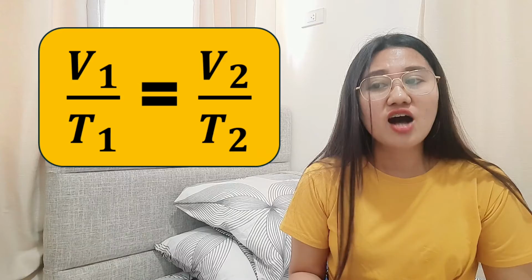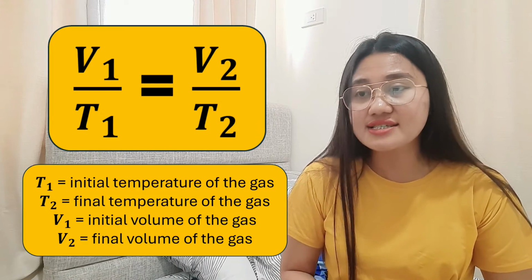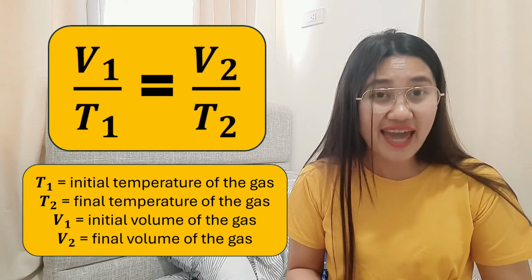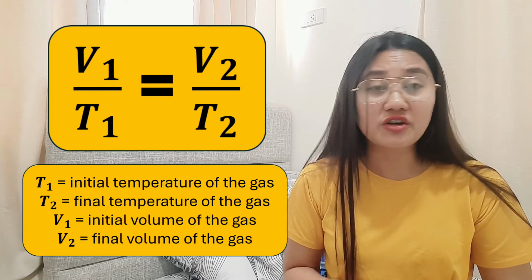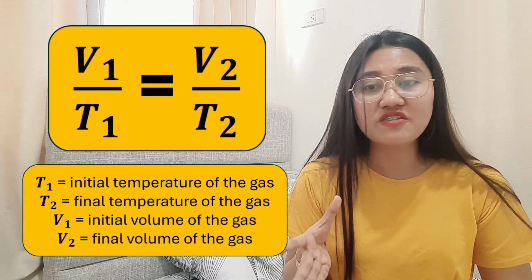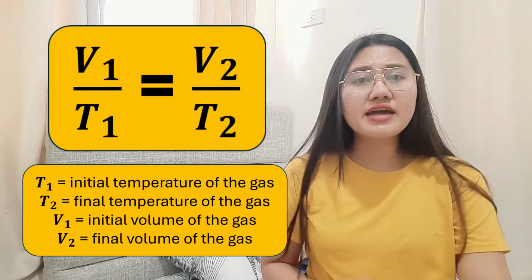It means T1 is the initial temperature of the gas, V1 is the initial volume of the gas, T2 is the final temperature of the gas, and V2 is the final volume of the gas. Always remember that any unit of volume may be used. It can be liter, milliliter, provided that the unit of volume in V1 and V2 are the same. So, dapat syempre kung ang V1 mo ay naka-liter, dapat yung V2 mo is naka-liter din. Kung naka-milliliter, dapat milliliter. Dapat same lagi siya.